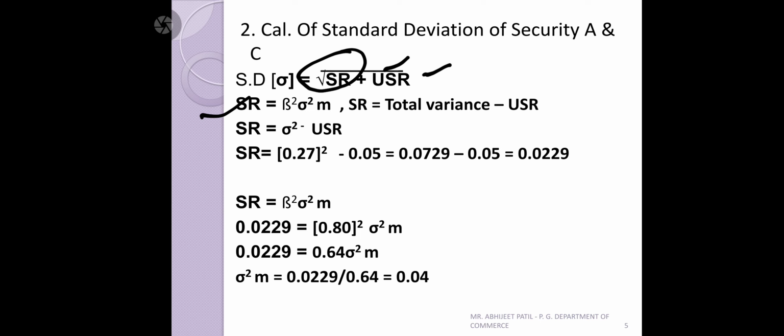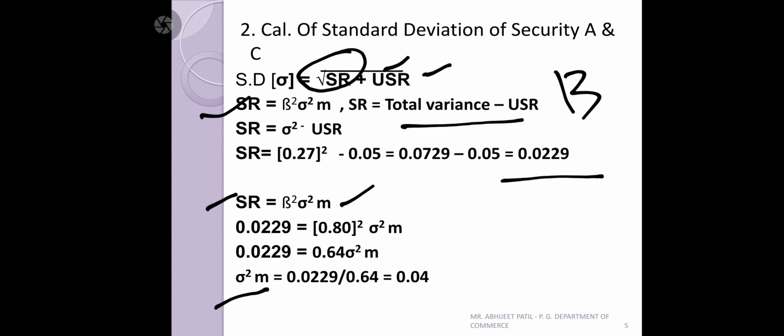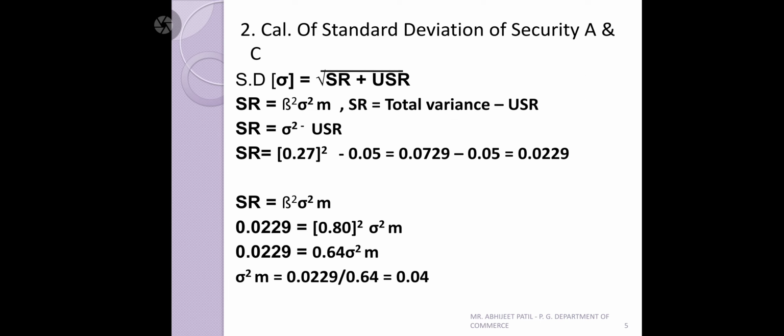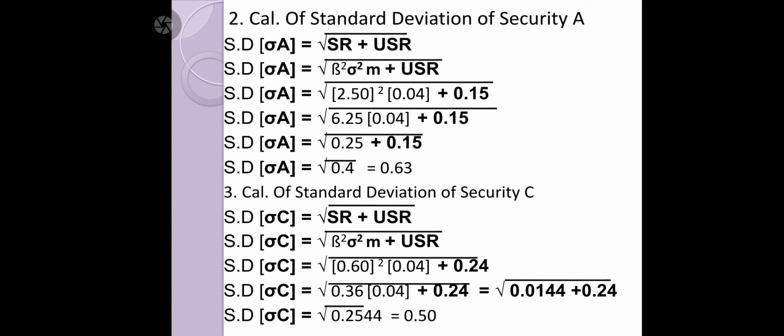For market variance, the first equation is not useful, but the second one we can use with the help of security B. We take the standard deviation of security B, square it, minus unsystematic risk of security B, and we get systematic risk. With the help of systematic risk we find out market variance, because market variance is common for security A, security B and security C. So using that systematic risk we ultimately determine the market variance, that is 0.04.